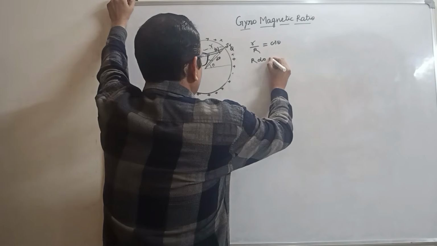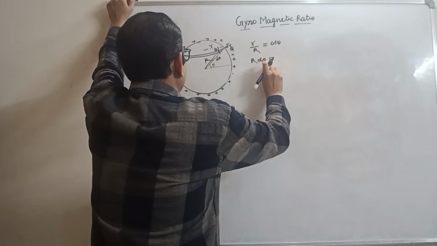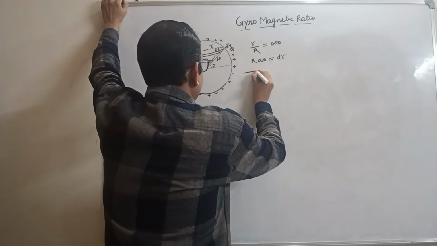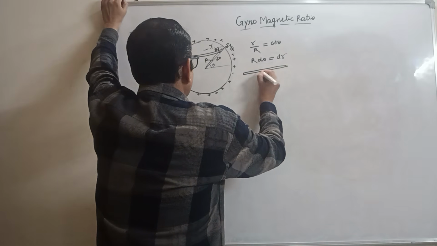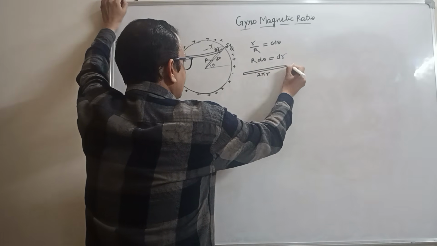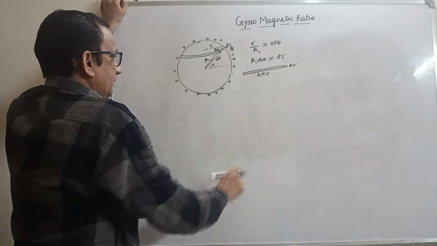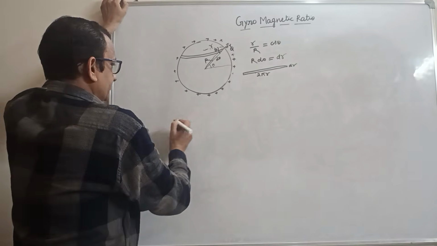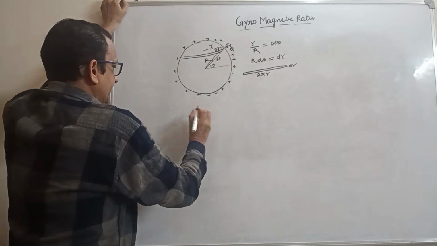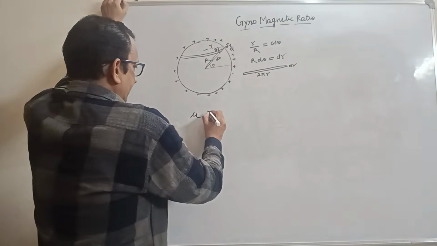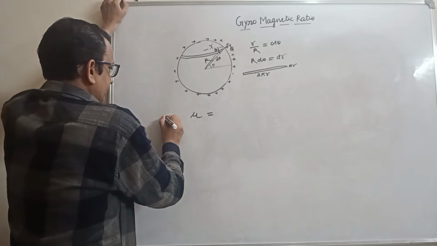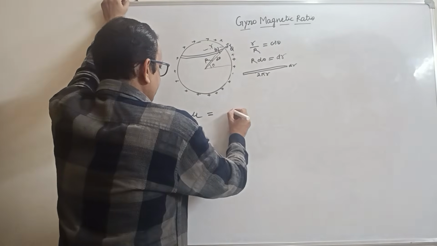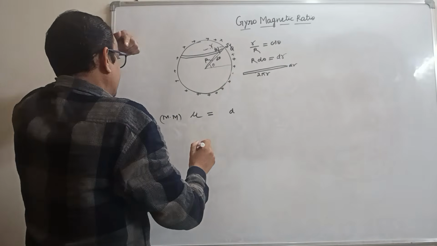So r d theta is equal to dr, and the area of the strip is 2 pi r dr. Circumference is 2 pi r. So magnetic moment, we have to calculate here the magnetic moment. Magnetic moment would be dm for the small strip.